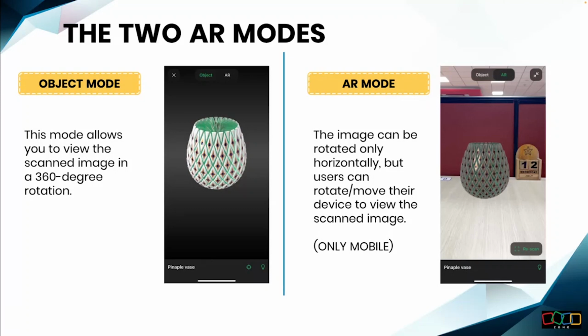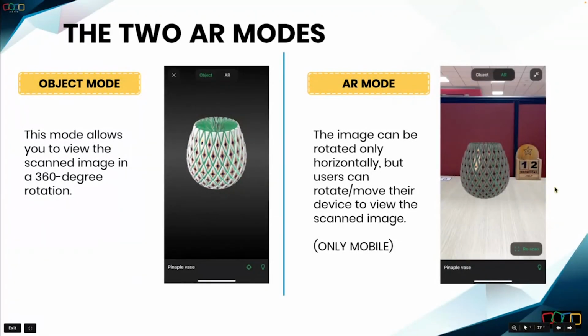This mode is available for both markerless and marker-based AR sets in the web as well as the mobile view. Coming to the AR mode, the 3D model appears superimposed over its surroundings. Here, you may rotate the model horizontally and zoom in and zoom out. You can also place the model on a flat surface. Also, this mode is available only on mobile devices.